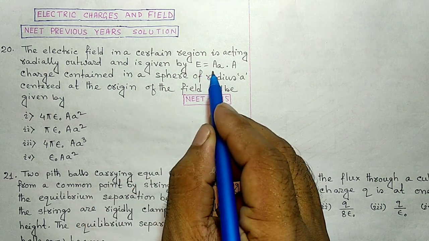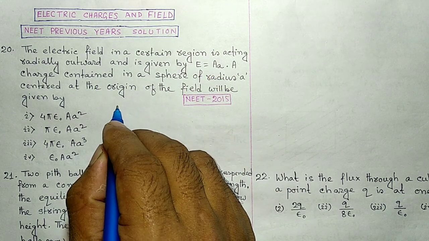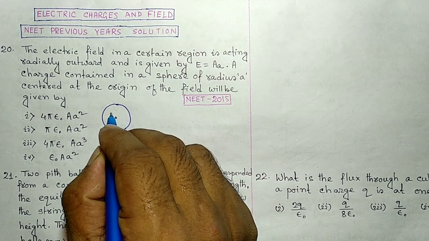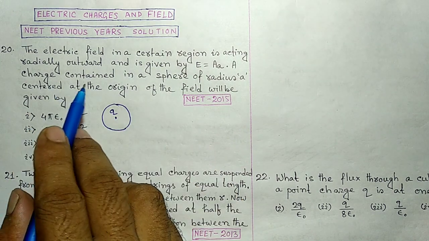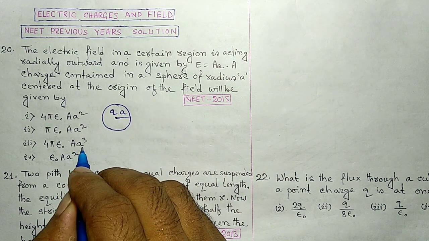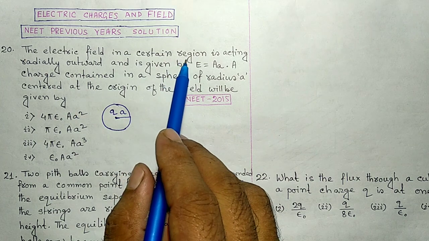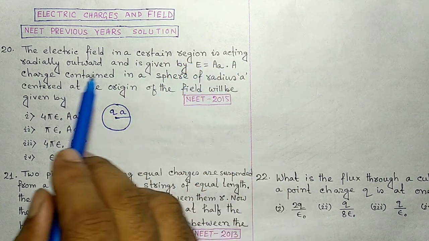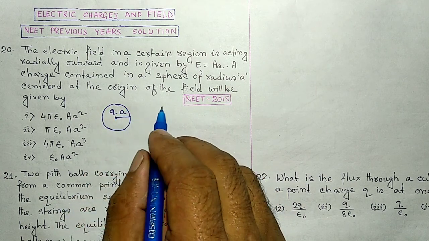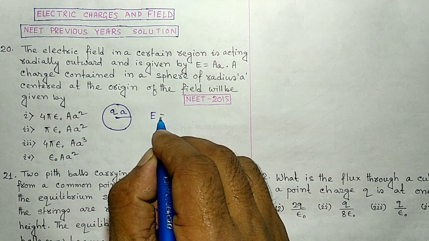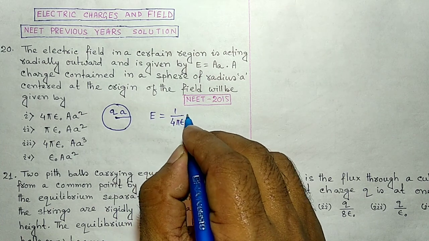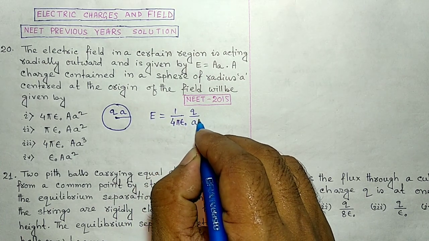So dear student, E is given. Now we have to find out charge Q at the center of the sphere and the radius is a. The electric field in the region is acting radially outward and given by this. So this is the spherical region. So E is given by 1 by 4 pi epsilon naught Q divided by a square.